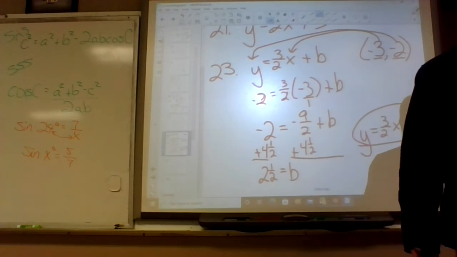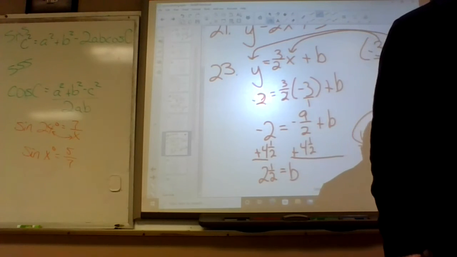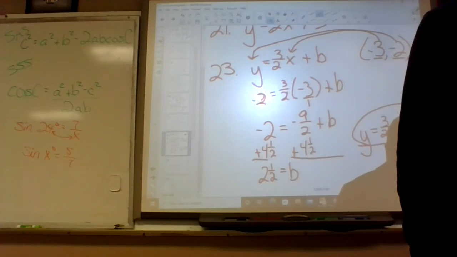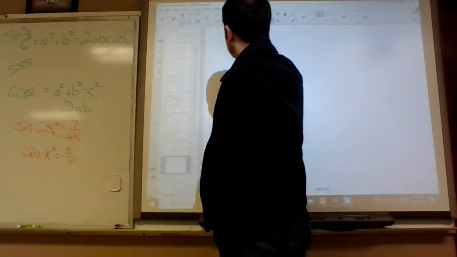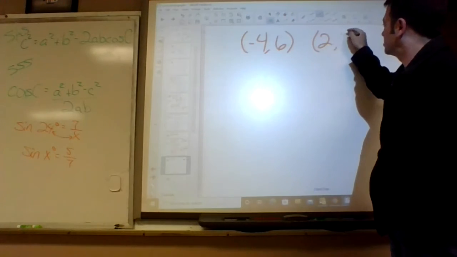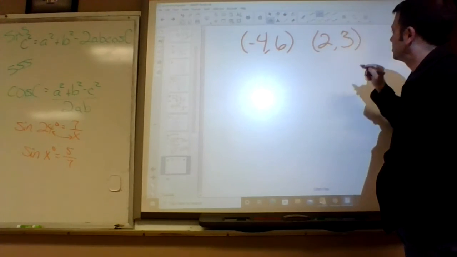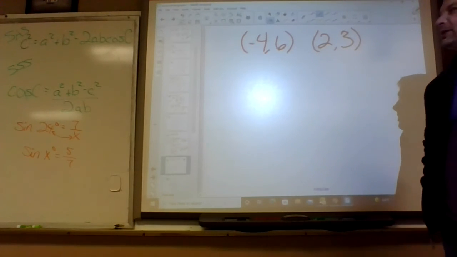Okay, 25. This will be the last one for today, and then you guys work on the units for a little bit. It says the line should pass through -4, 6, and 2, 3. It doesn't tell us the slope. It does not tell us the y-intercept. So I don't know anything right now.